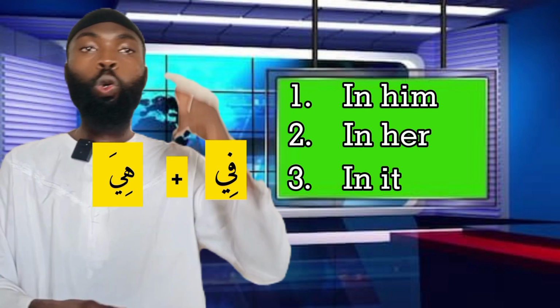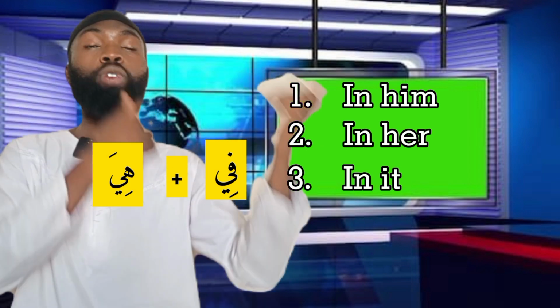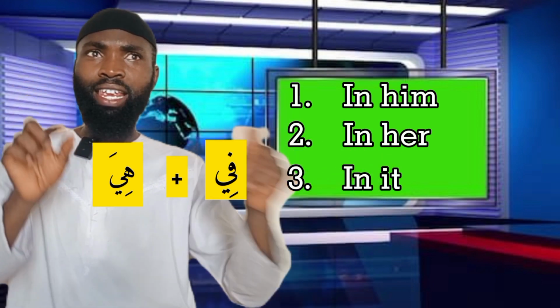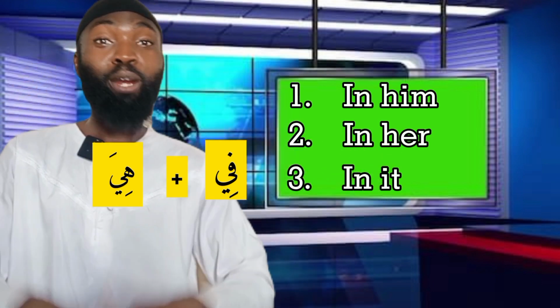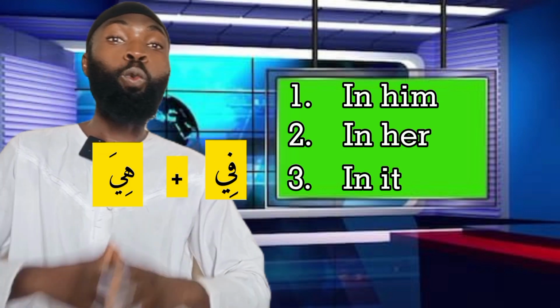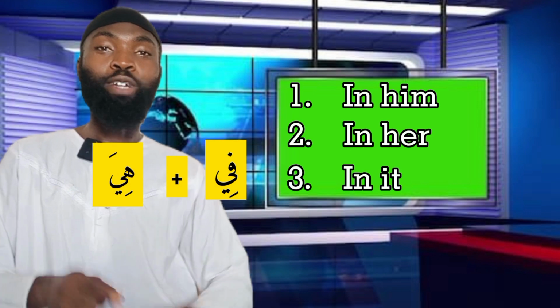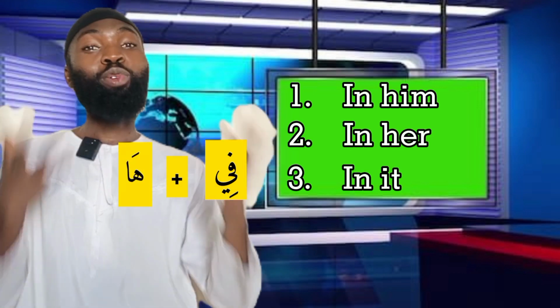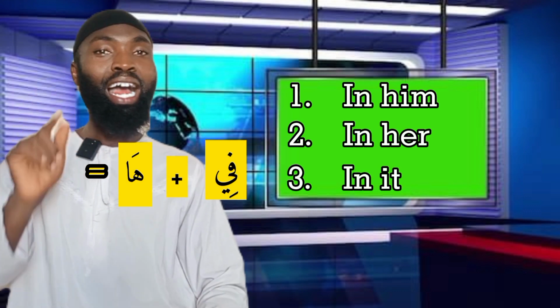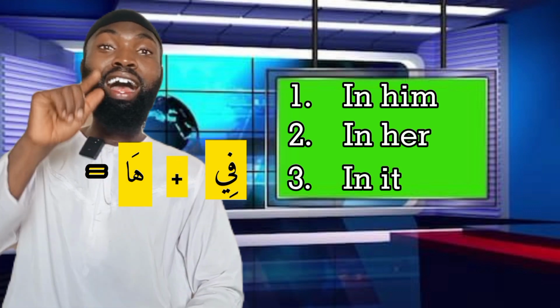So now what we need to do is just to replace what we had earlier and say fi, in, then hiya, she. But this is still wrong because hiya is also the detached form. So we need to come with the equivalent of hi, which is ha. So what we will have at the end is fiha, meaning in her. You can see her in Arabic, her in the English.